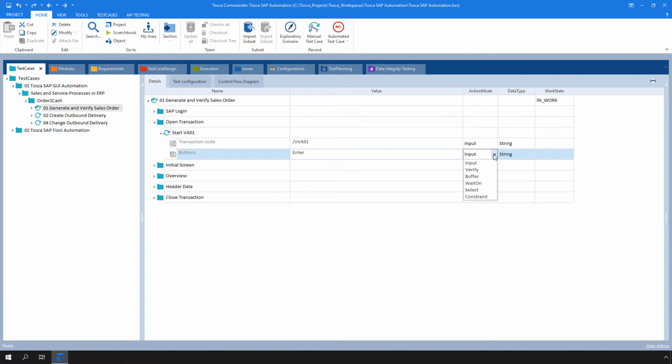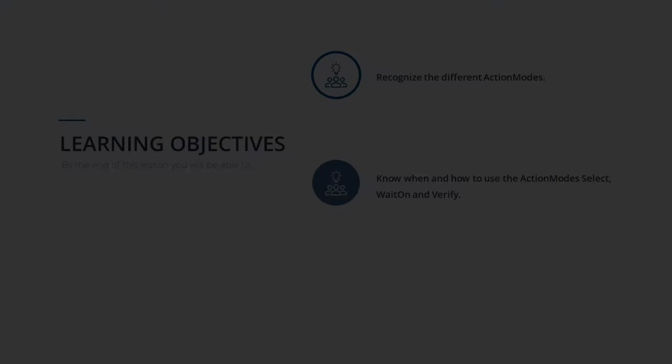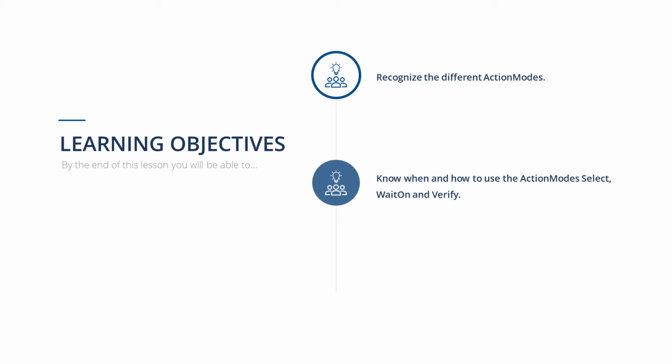In the previous lesson, we saw that the default action mode input is used to transfer values to the test object. In Tosca, we can also use the action modes select, buffer, constraint, insert, verify, and wait on. In this lesson, we will focus on the action modes select, wait on, and verify. The action modes constraint and buffer will be covered later in this training.